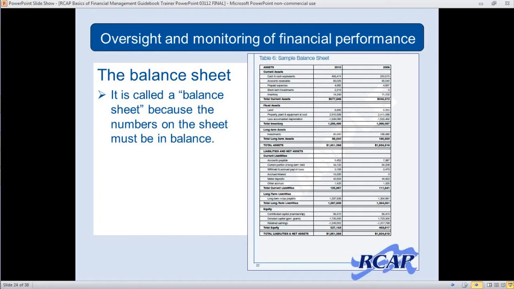That's why it's called the balance sheet. It's pretty easy. Also in there is your fixed assets, short-term and long-term assets as well. And we're going to be talking about that here in the next few slides.